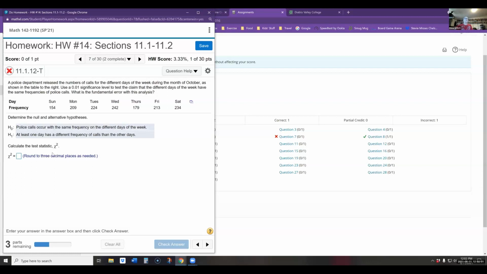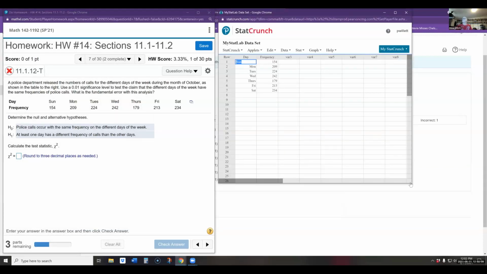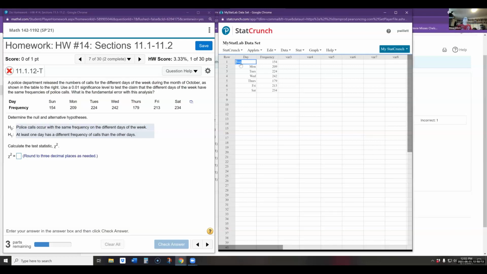Now they want the test statistic. So I'm going to take this and open the data in StatCrunch. Let's see what it looks like when we pop over to this frequency table. What we can see in StatCrunch is we get a column with the labels of the categories, which are days of the week in this case. It says Day up top. And then we get the frequencies observed for each of those days here.